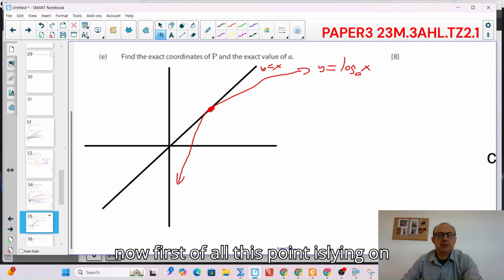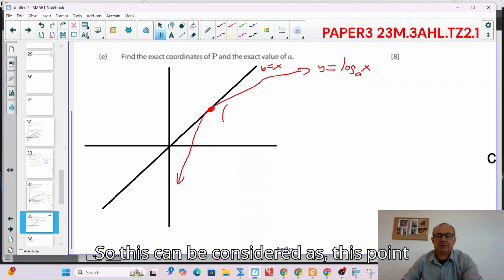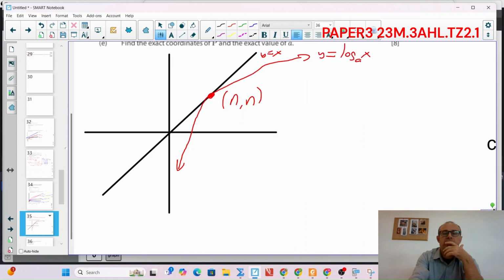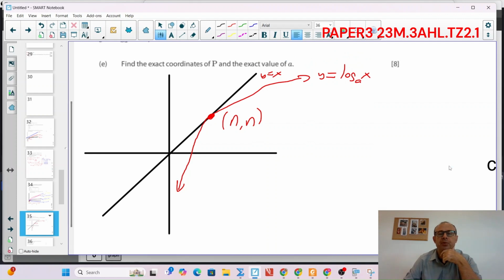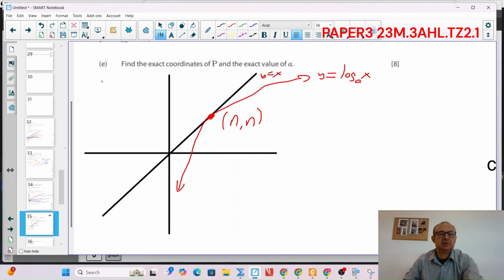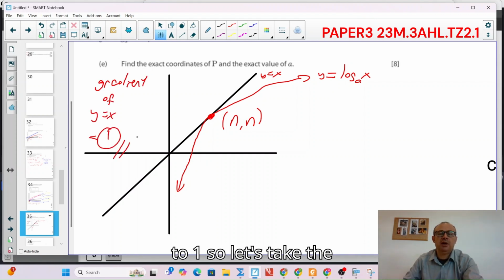Now first of all, this point is lying on the line y equals x. So this point can be considered as n comma n. Now we define that point as n comma n. And now let's deal with gradient. Now the gradient of y equals x is equal to 1.